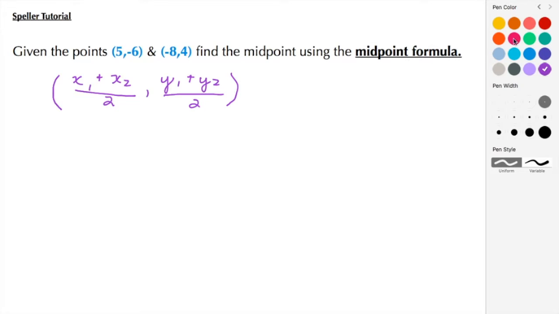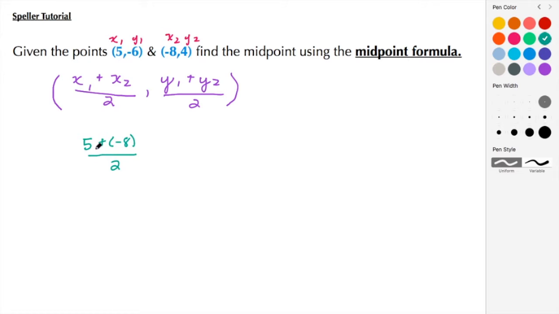All right, let's go ahead and label both of the points. So here we're going to call this x1 and call that y1. We'll call this x2 and call that y2. So x sub 1 is 5, and we want to add that to x sub 2, which is -8, and then that quantity is divided by 2.